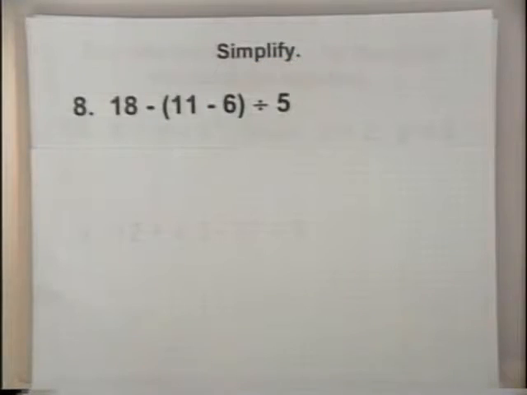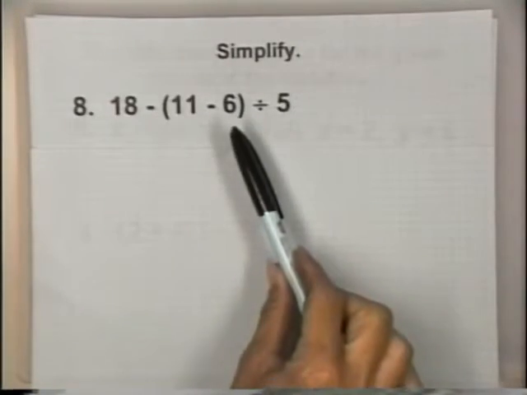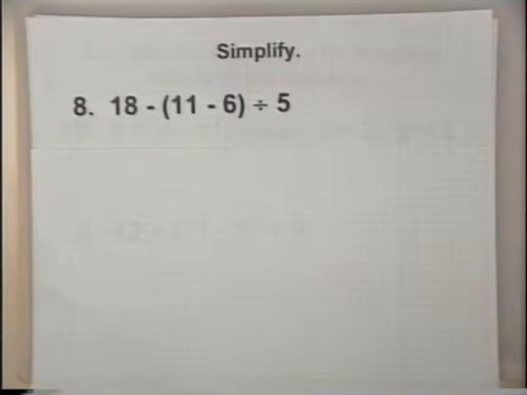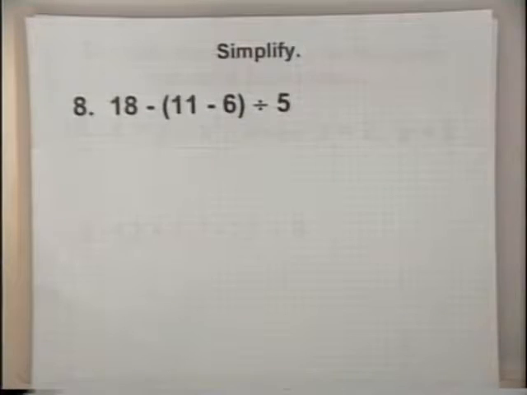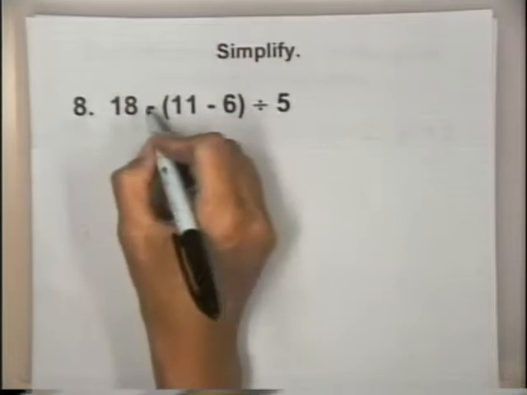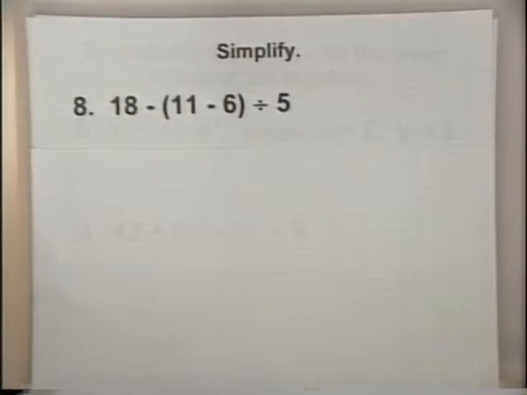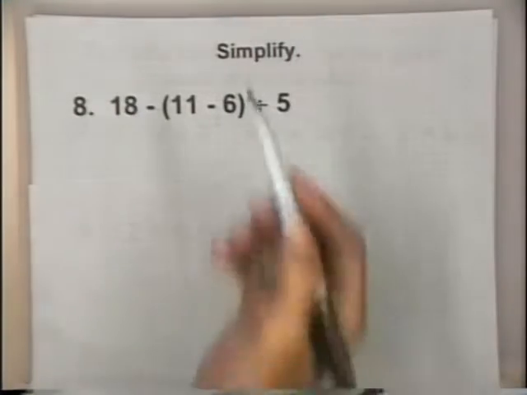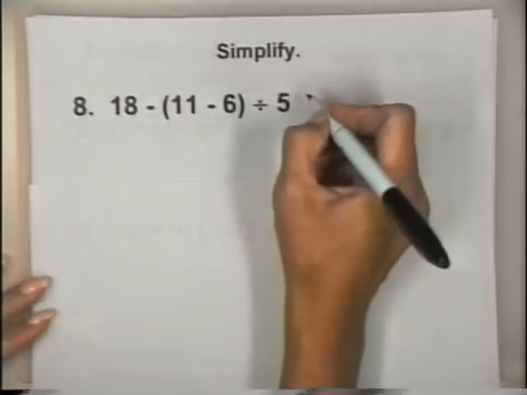Now, I'd like for us to look at the next problem, and let's talk about the parentheses again. In problem number 8, we have 18 subtract, and then in parentheses we have 11 subtract 6, then divided by 5. In this problem, the parentheses represent grouping symbols. Since we have the subtract and we have no number out in front of the parentheses, they simply represent grouping symbols. So all we're supposed to do is to figure out what 11 subtract 6 is, and then we will no longer need the parentheses.